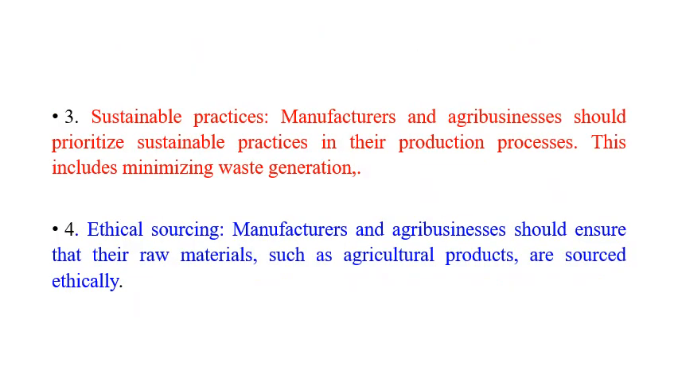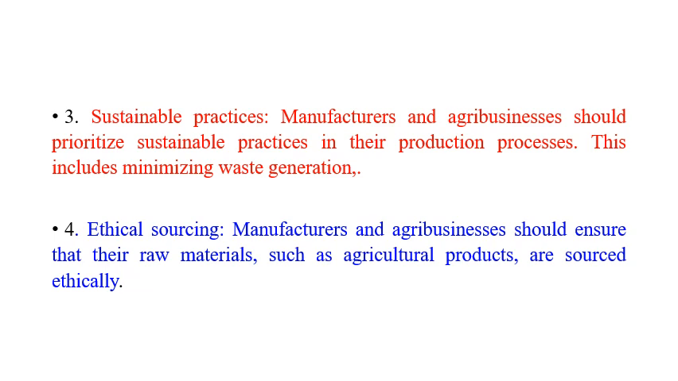So another responsibility of the manufacturer is to ensure sustainable practices. Manufacturers should prioritize sustainable practices in their production process, and it includes minimizing waste generation, reducing the use of harmful chemicals, and adopting environmentally friendly practices that will help to protect the ecosystems.